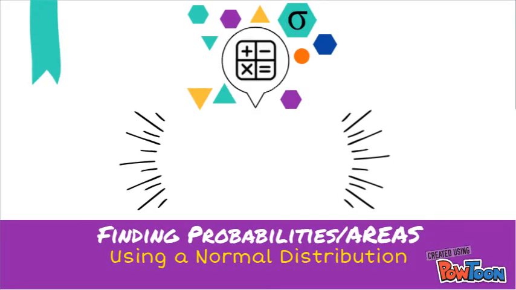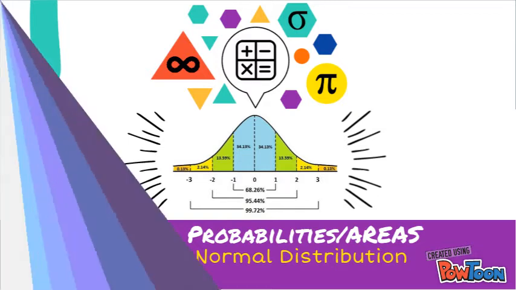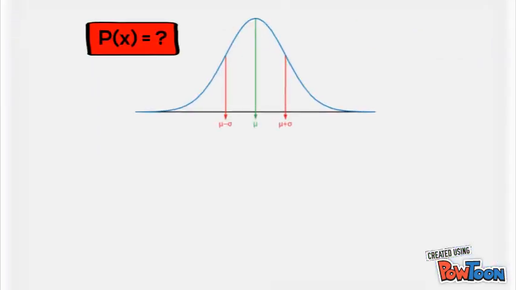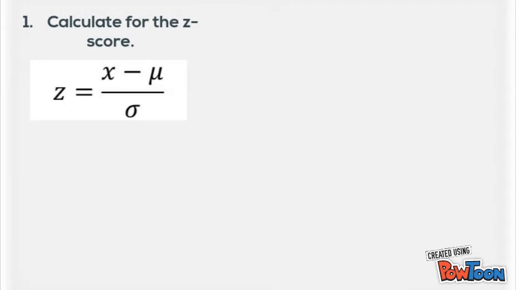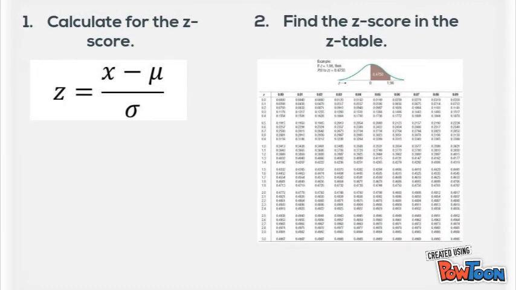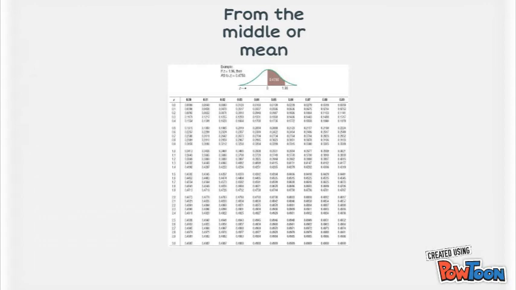Finding probabilities or areas using a normal distribution. To get the probability from a normal distribution, we need to know the mean and the standard deviation of the given data. We first calculate the z-score, then find it in the z-table to obtain the needed probability. There are different tables for z-scores, but for now, we are going to use the table that represents probabilities or areas calculated from the mean.